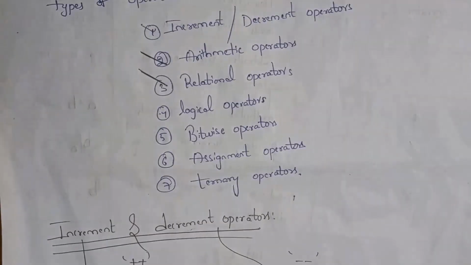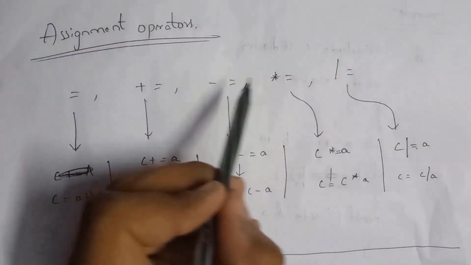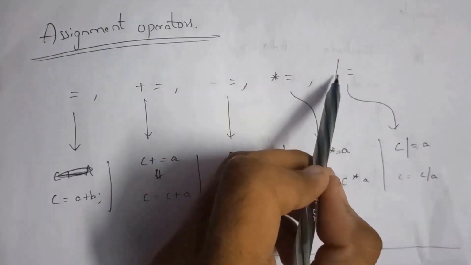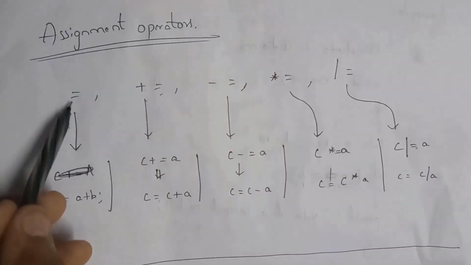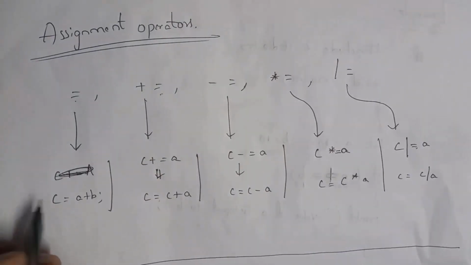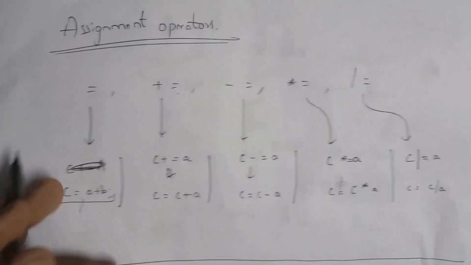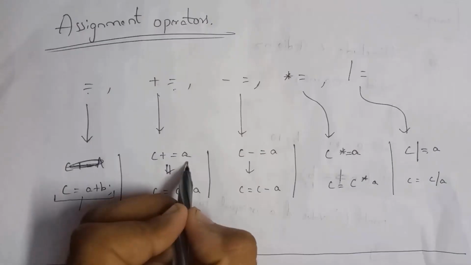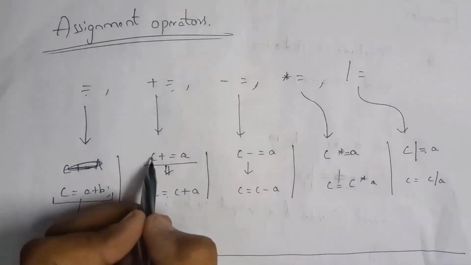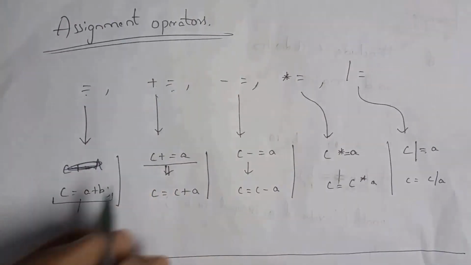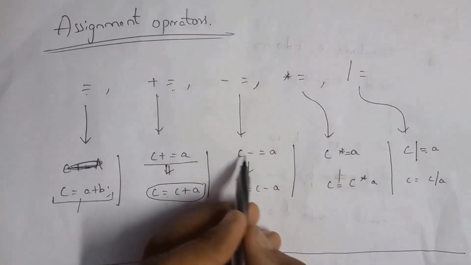Next I will explain various types of assignment operators: =, +=, -=, *=, and /=. After arithmetic operators, you need to place =. That's it. First one is =. This is an example: C = A + B. This is an example of the assignment operator =. Next operator is +=. This is an example of the += operator, that is C += A. Meaning of this C += A is nothing but C = C + A.